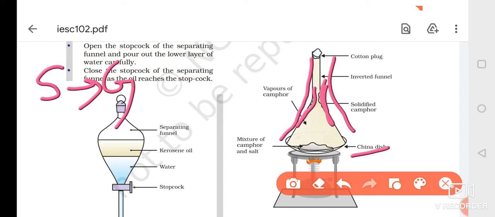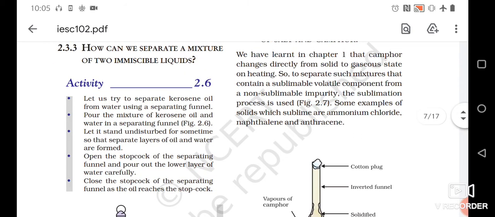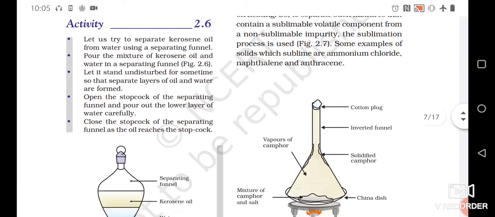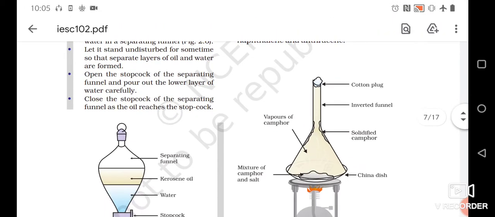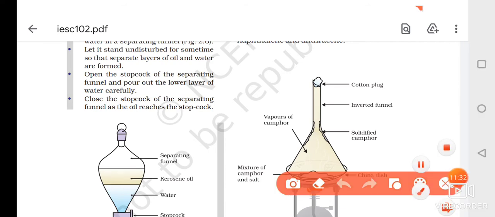This process is known as sublimation. In sublimation, the basic principle is to separate a mixture in which one compound is sublimable, which is the camphor, and that compound is also volatile. So it will be directly converted from solid to gas. When it forms vapors, it will condense and start collecting at the walls. You can see that the vapors of camphor are condensing and collecting at the walls of the funnel.